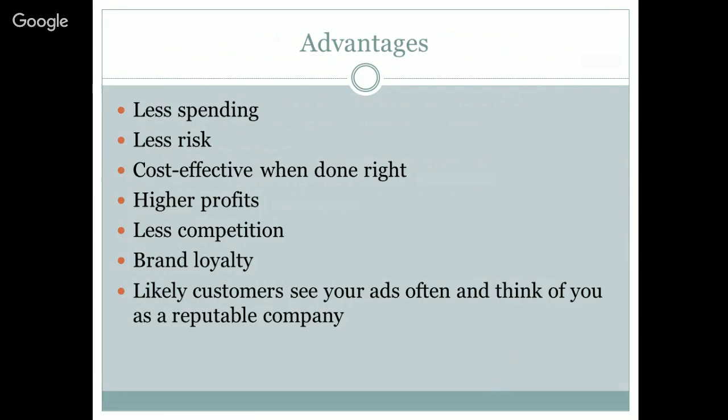Often with niche marketing, there'll be less competition because in a market segment, which is something like a demographic or a geographic area, other companies aren't reaching out to that same niche. It can create more brand loyalty because those customers who are seeing your ads are likely seeing them often, and will have it fresh in their mind, and they'll think of you as a reputable company when they need that kind of product or service.